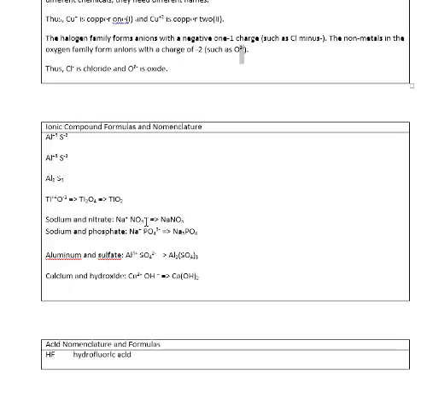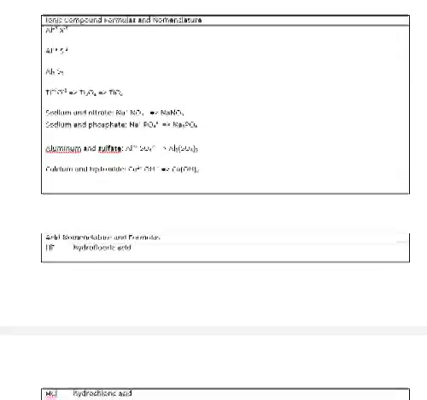Sodium nitrate, Na+, NO3- goes to NaNO3. Sodium phosphate, Na+, PO4 3- goes to Na3PO4. Aluminum and sulfate, Al+3, SO4 2- goes to Al2(SO4) subscript 3. Calcium and hydroxide, Ca+2, OH- goes to Ca(OH) subscript 2.